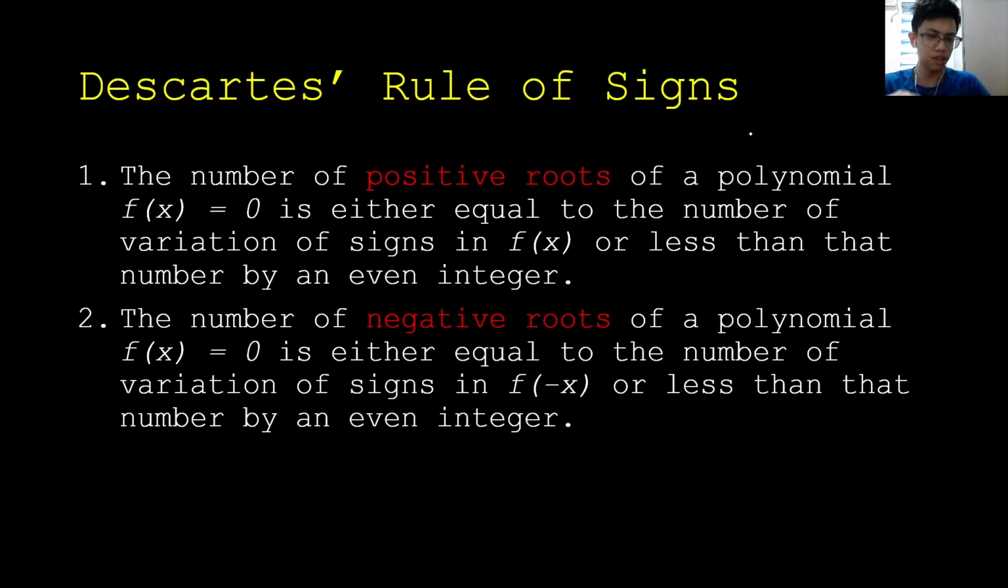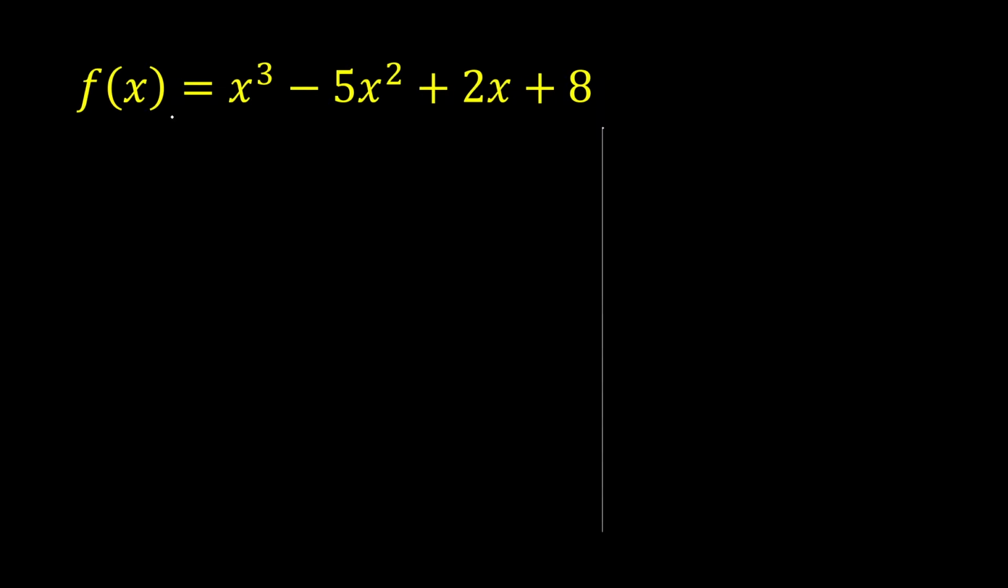So, Descartes' rule of signs states that the number of positive roots of a polynomial function is either equal to the number of variations of signs in f of x or less than that number by an even integer. On the other hand, the number of negative roots of a polynomial function is either equal to the number of variations of signs in f of negative x or less than that number by an even integer. Okay, I know that what I said sounds like mumbo jumbo to you, or in other words, very confusing. So let me show you an example of a polynomial function.